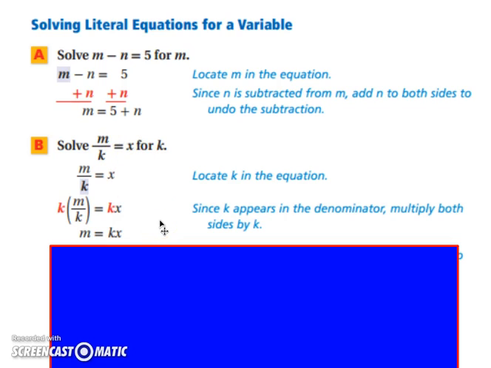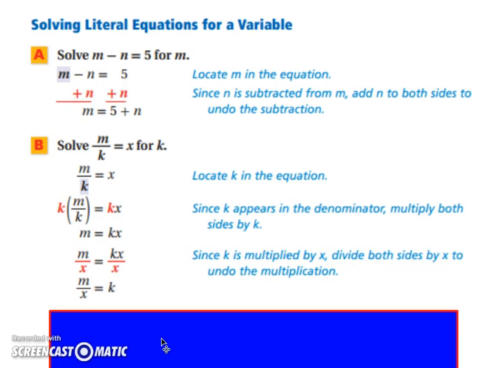Alright, see if you can take it from here. Get k by itself. Alright, if you notice, you have k times x. Since k is the variable you want on its own, you want to undo this x. You want the inverse operation of multiplying, so you're going to divide by x on both sides of the equation. So, in the end, you're left with m divided by x equals k. And that also wraps up our lesson on solving for a variable.